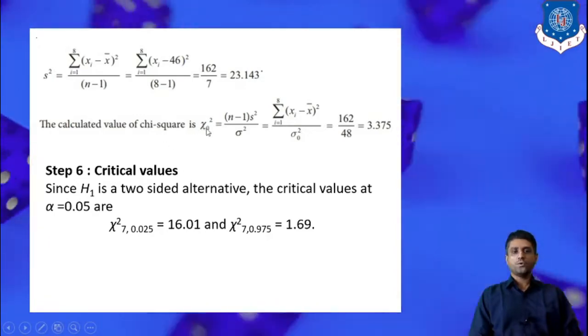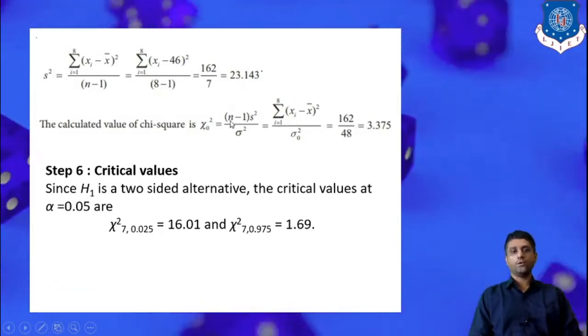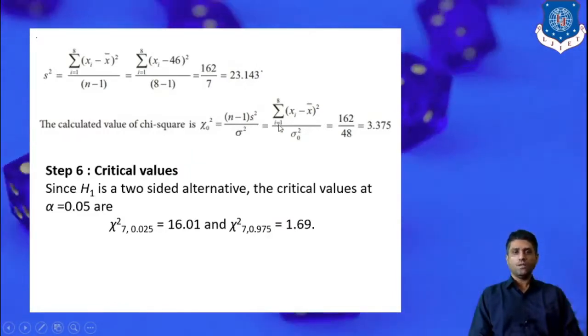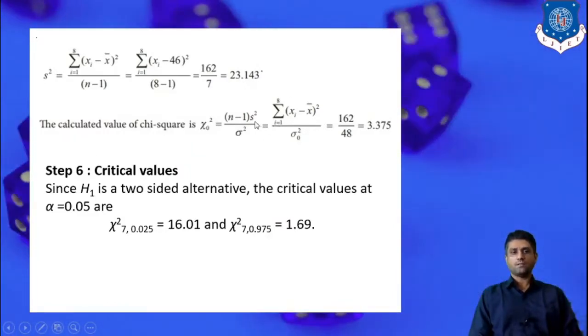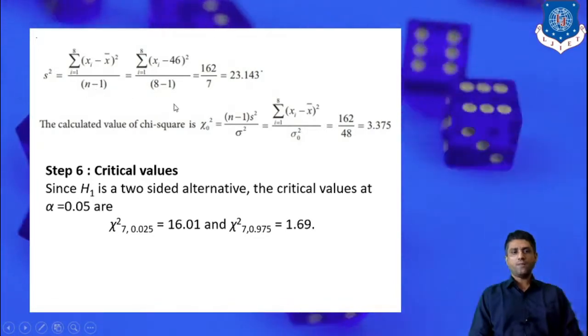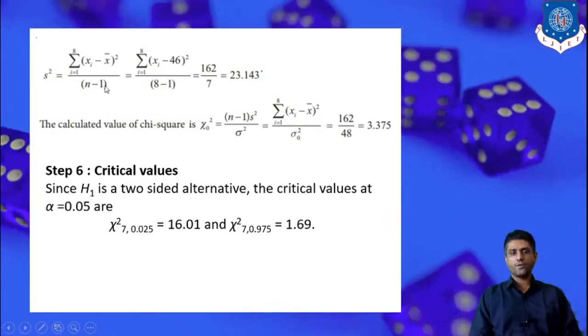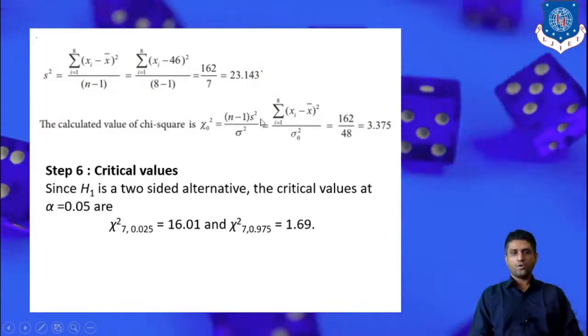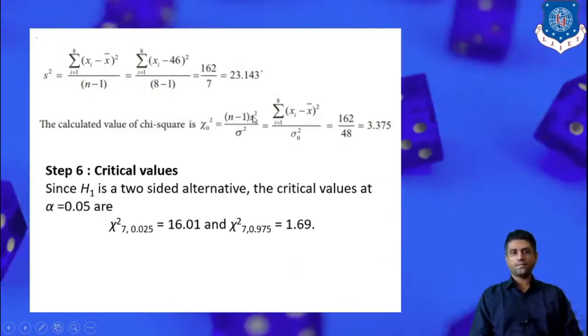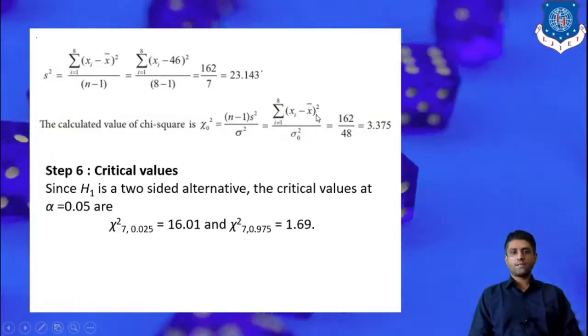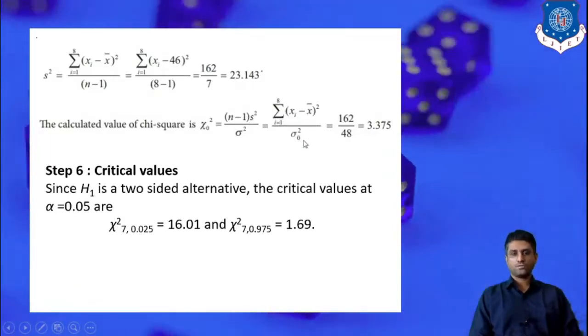So next we have to obtain the observed chi-square value. It is n minus 1 s square upon variance. Just by plugging in the value of s square, this n minus 1 is in the numerator and here it is in the denominator, so it cancels out. So by plugging in this value of s square, simplification leads to the sum of xi minus x bar square upon sigma naught square.